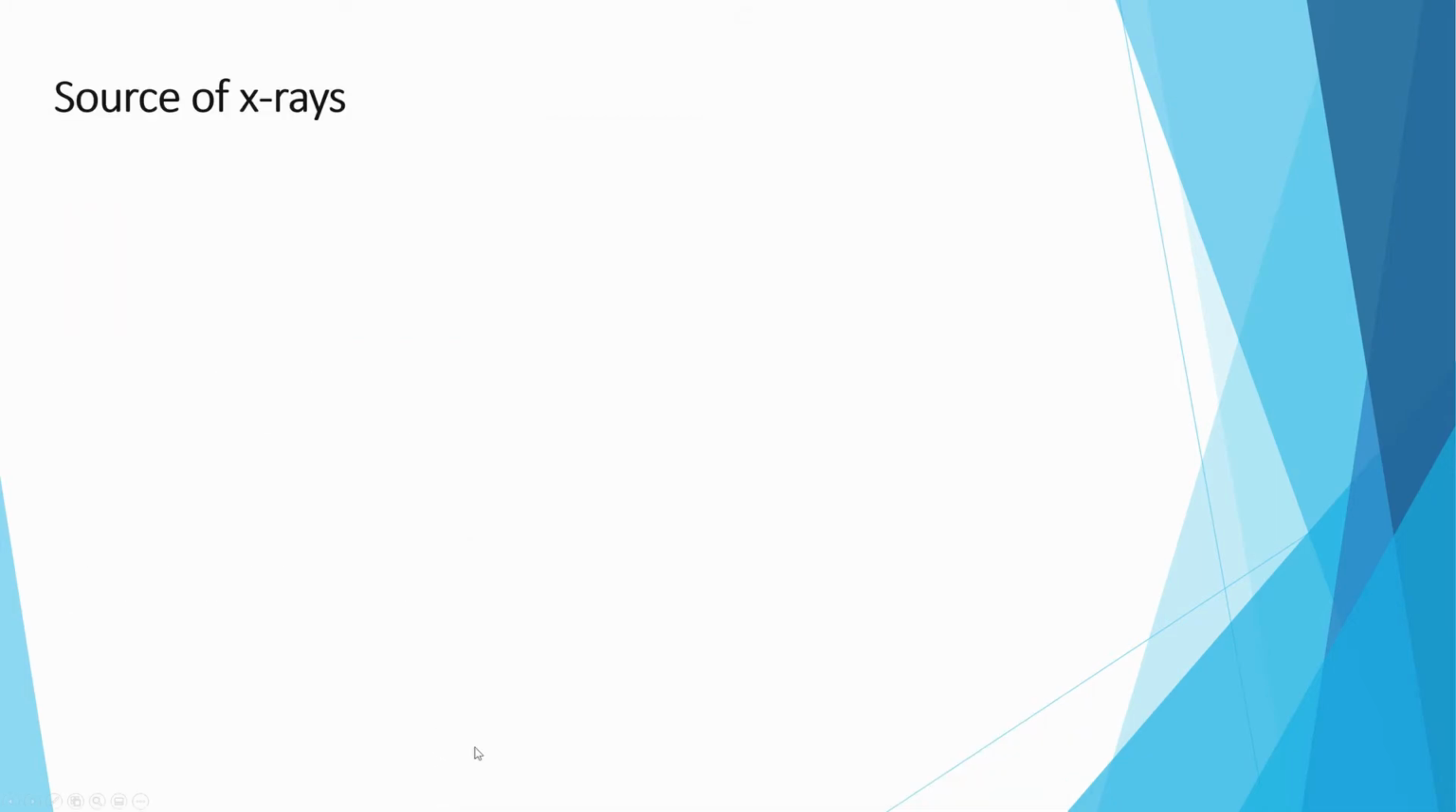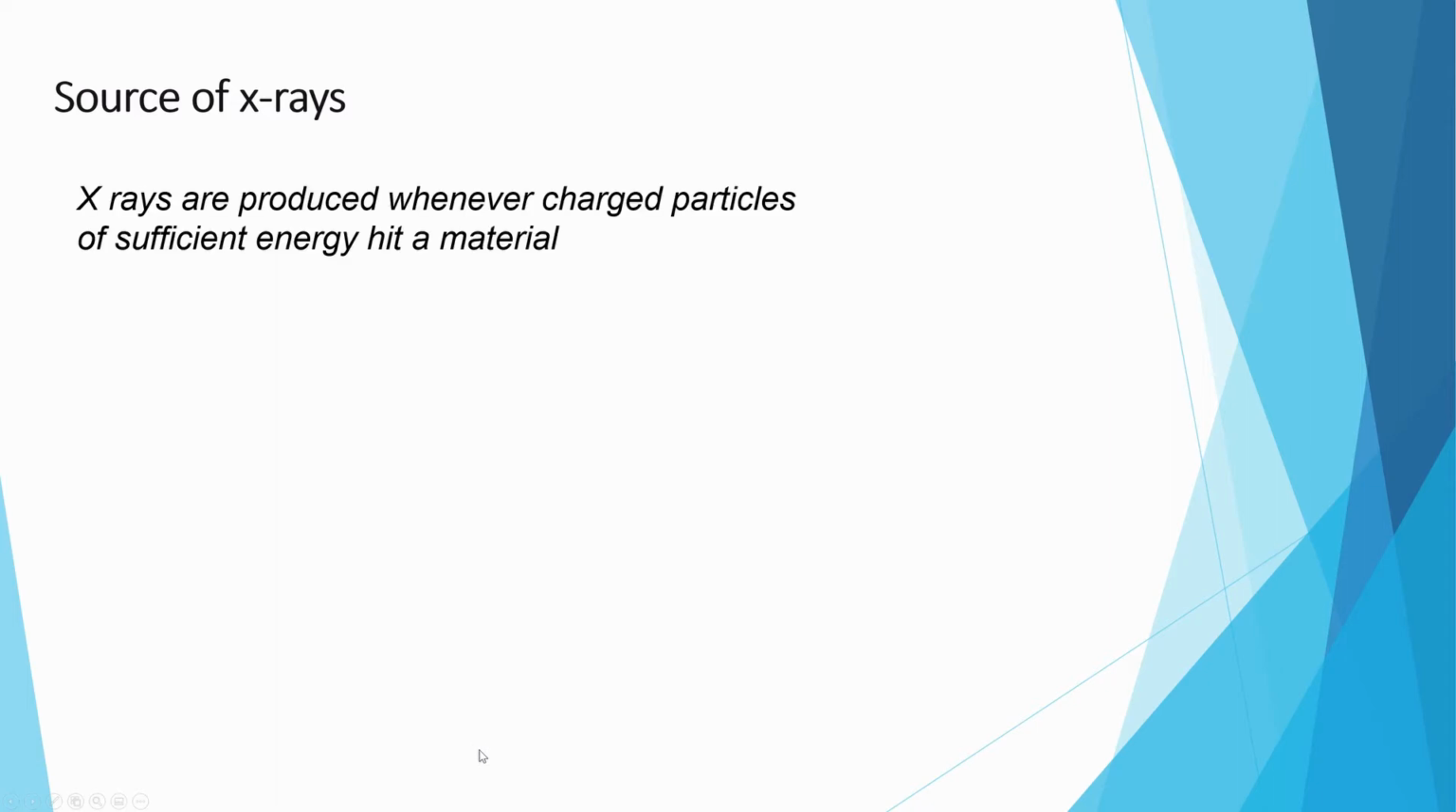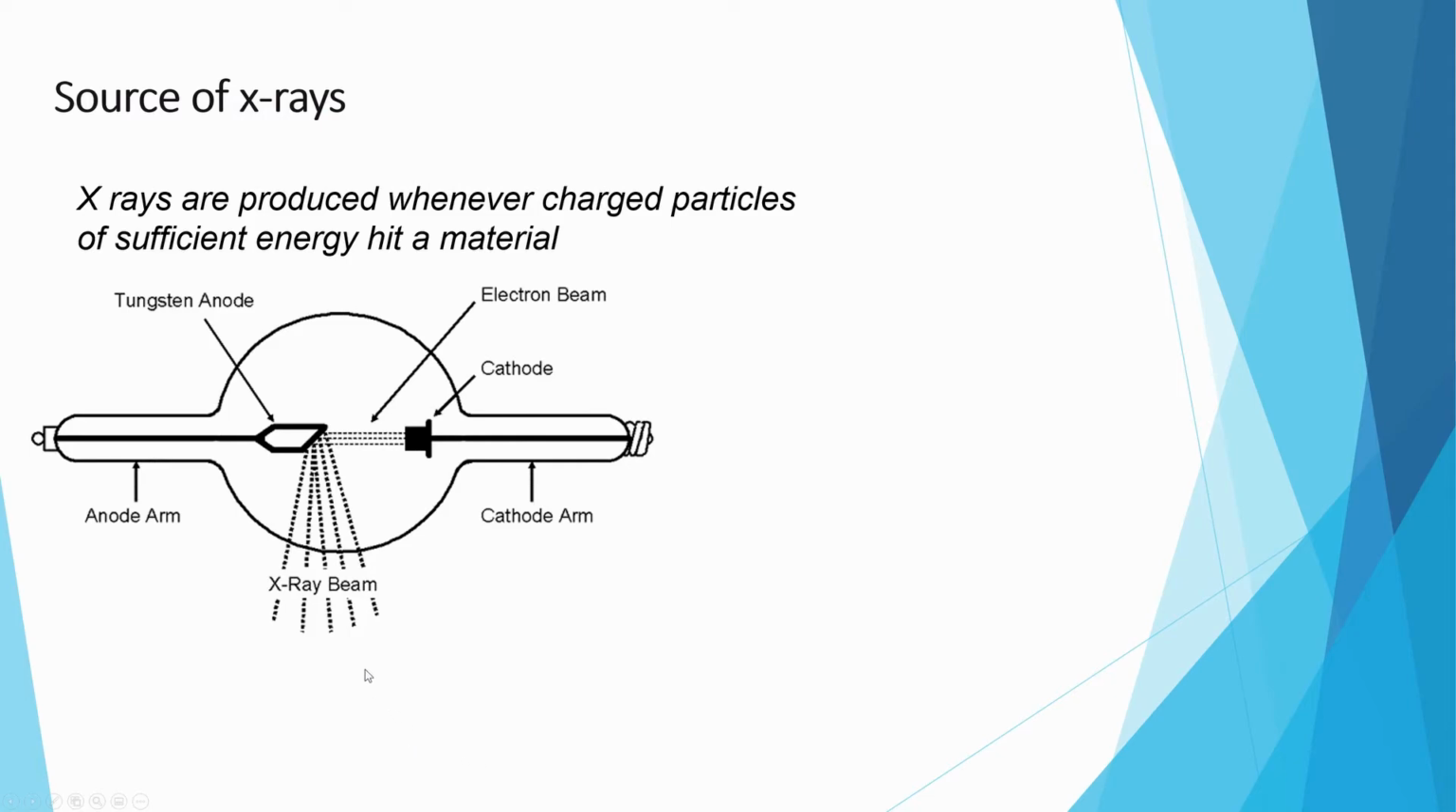How do X-rays get emitted? Whenever a charged particle such as an electron of sufficient energy hits a material, X-rays are produced. In a simple X-ray application, electrons are first produced by a filament and then accelerated through an electric voltage between an anode and cathode.